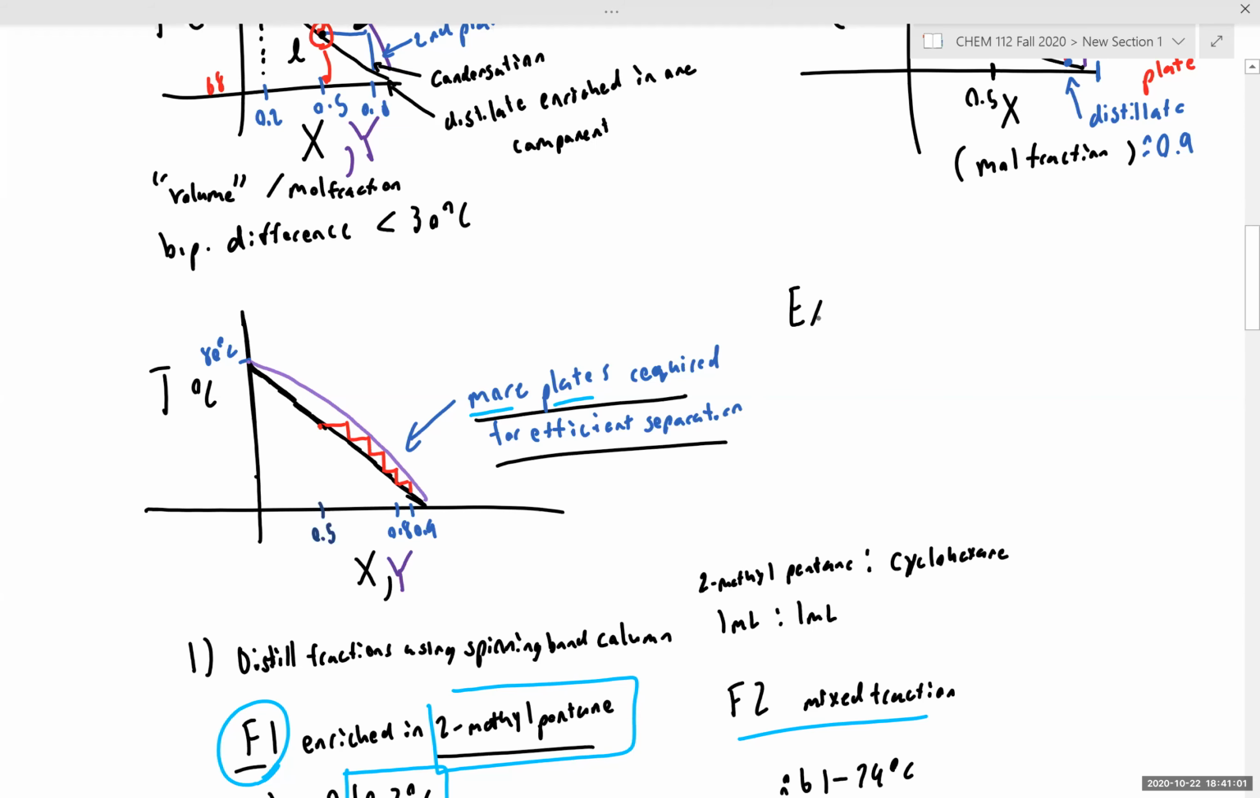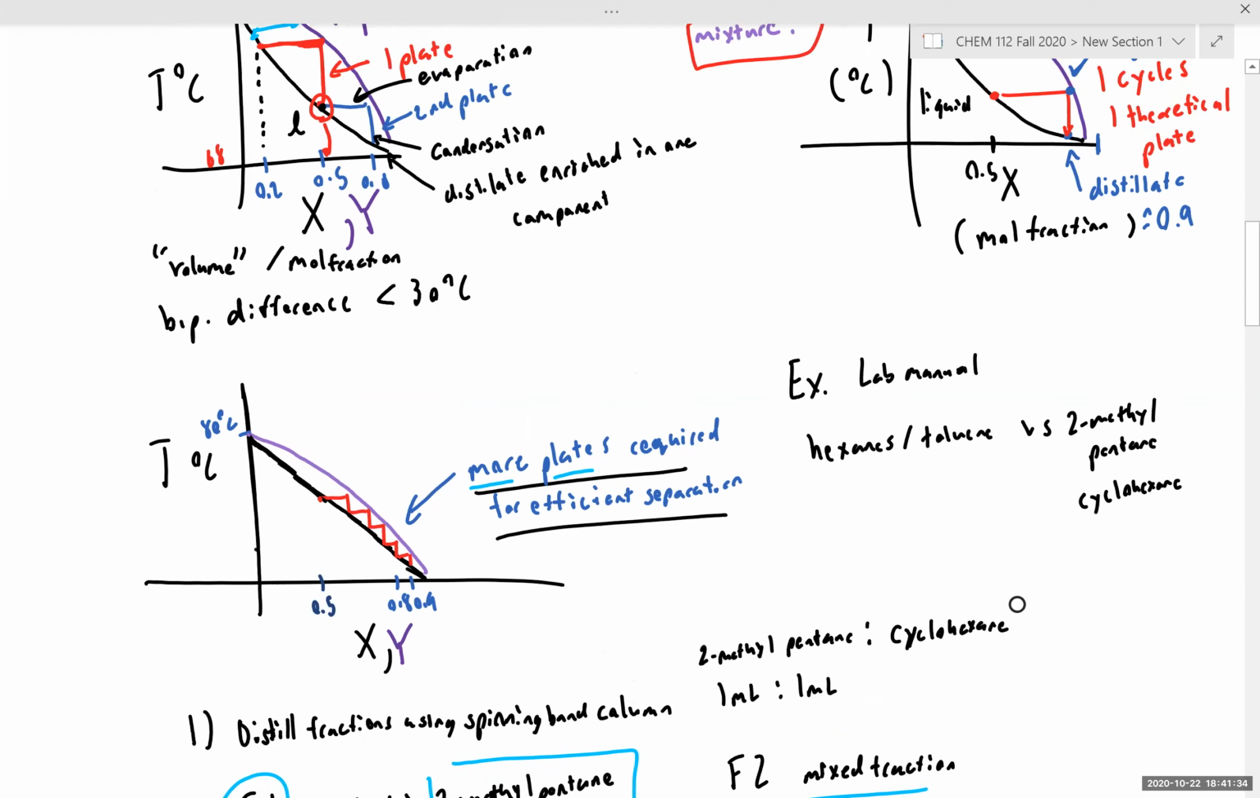I'd really like you to take a look at your lab manual, and I'd like you to compare the liquid vapor composition curves for hexanes and toluene versus 2-methylpentane and cyclohexane. So I'd like you to compare how these two liquid vapor composition curves look.